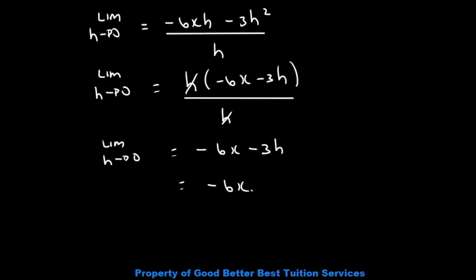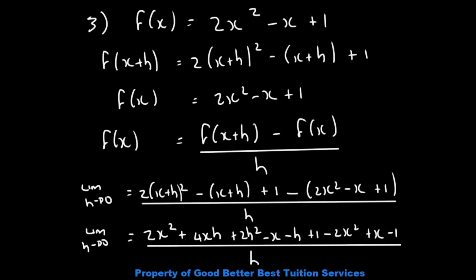Again, we apply our limit as h tends to 0, so that's going to be the same thing as minus 6x minus 3 times 0, and our answer will be negative 6x.